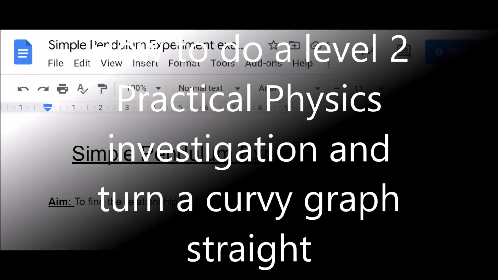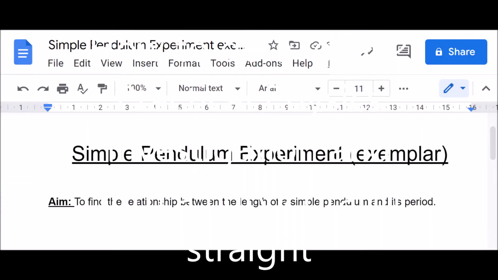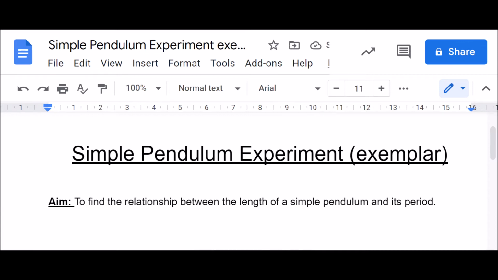Okay, so the idea of this video is we're going to look at all of the different elements that go into a really good physics report, and in particular, how to turn non-linear data into linear data to find the equation for that non-linear data. To start with, we need to write an aim that asks us about the relationship between two different quantities that we can measure. For this example, we're going to have a go at the length of a pendulum and its period.